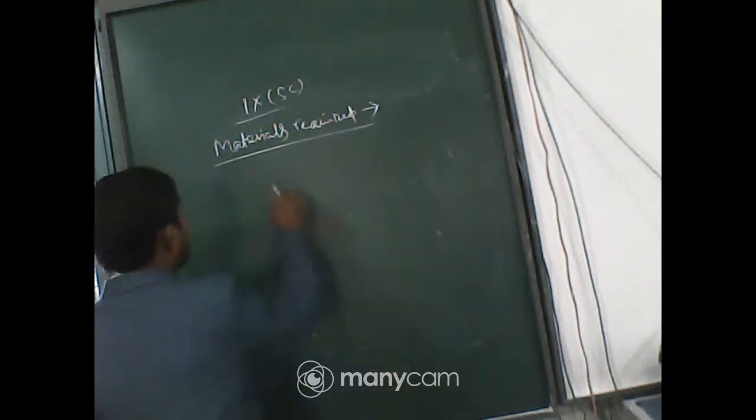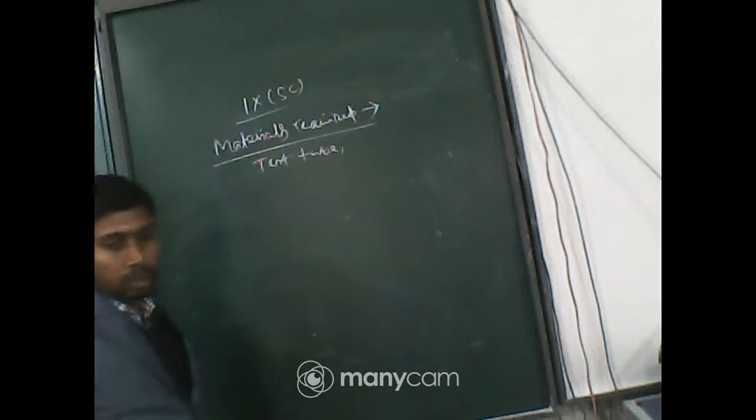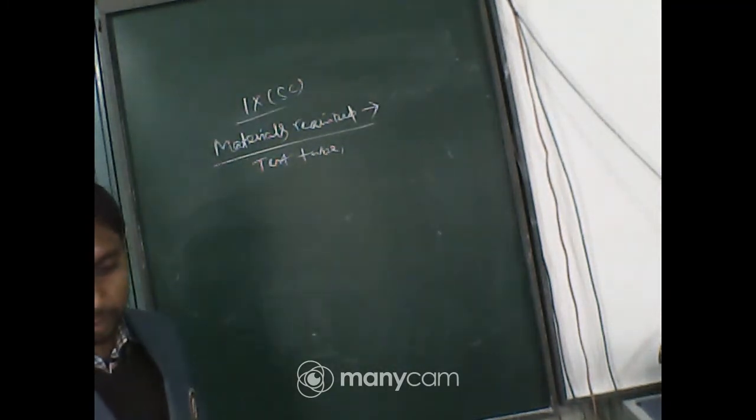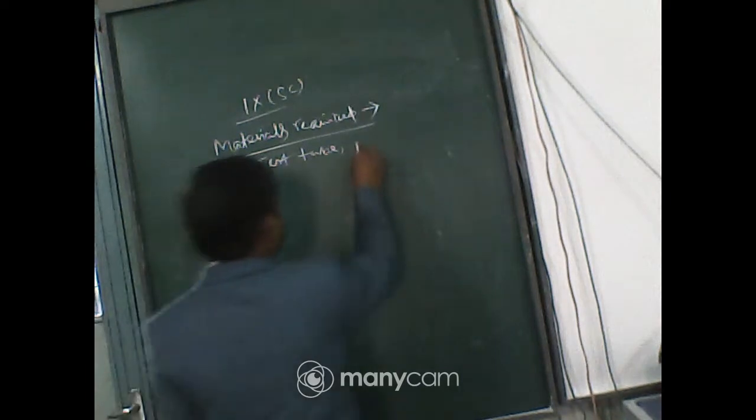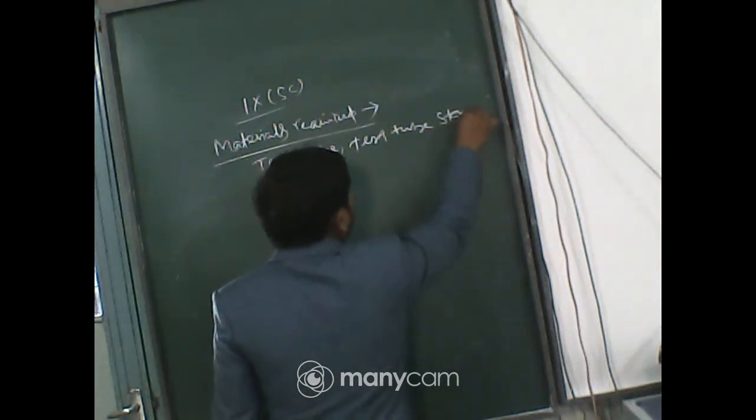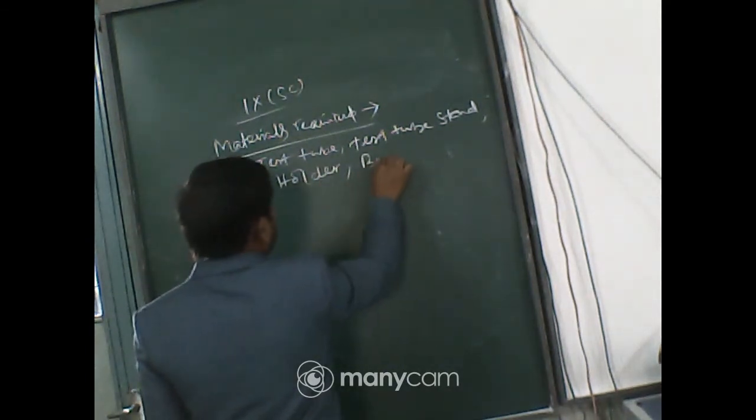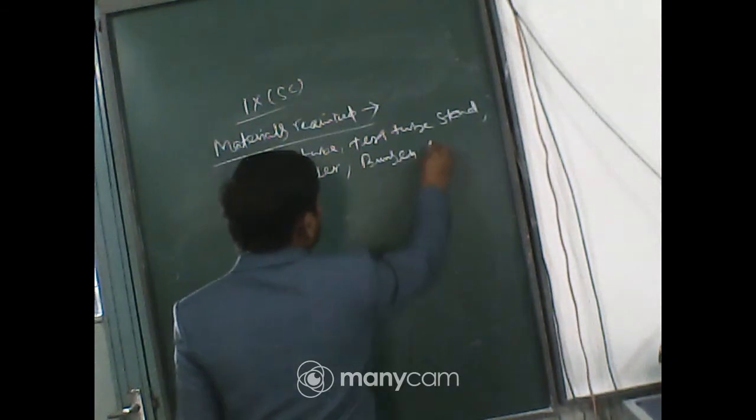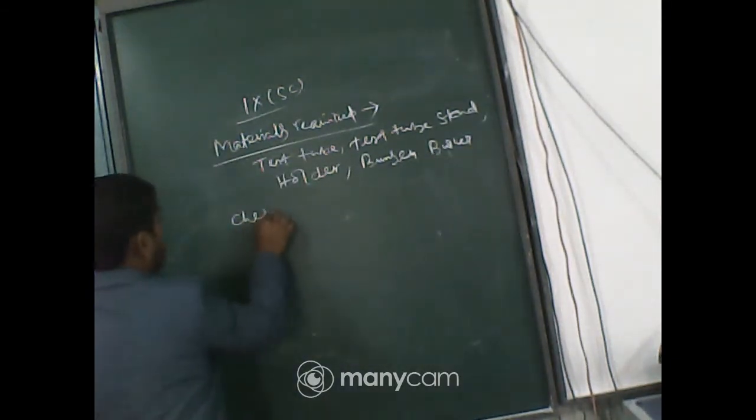So materials: test tube, write it first, test tube stand, holder, burner, test tube stand, holder and Bunsen burner, B-U-N-S-E-N, B-U-R-N-E-R.